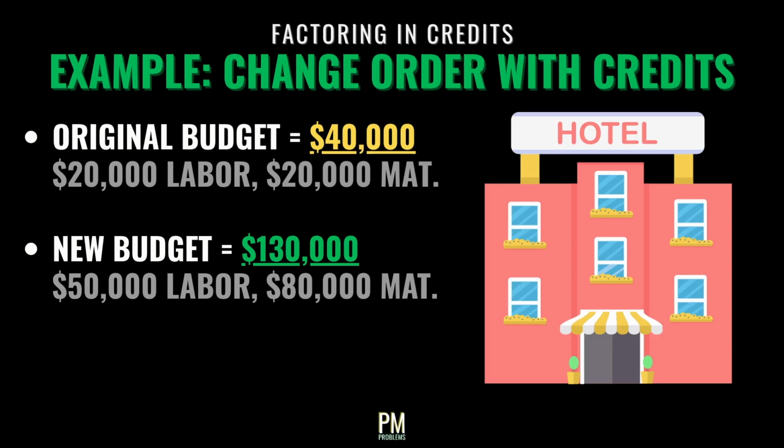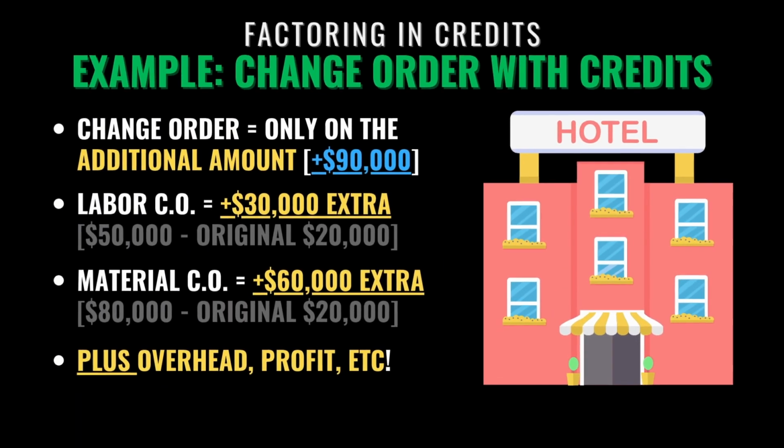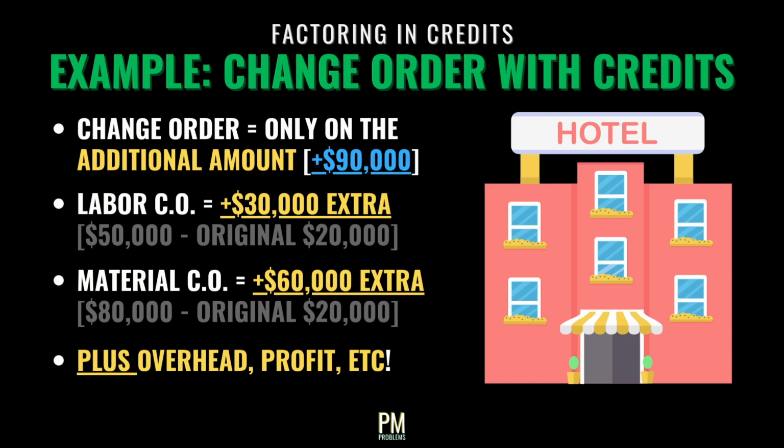To furnish and install a marble floor instead, the contractor expects the labor cost to be $50,000 and the tiles to be $80,000, totaling $130,000. Now, the contractor is only entitled to a change order for the additional cost involved, not the entire amount.